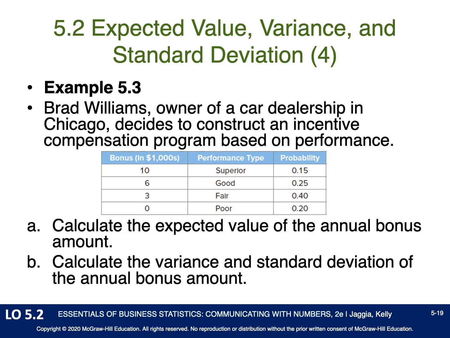So here we have an example. We have Brad, who is owner of a car dealership in Chicago, and he's going to create this bonus plan for his employees. And so their bonus is $10,000. That 10, remember, is in thousands, or 6,000, or 3,000, or 0. And then he denotes the probabilities of his employees receiving each one of those bonuses. So we need to calculate the mean, or the expected value of the bonus, and then what's the variance and the standard deviation.